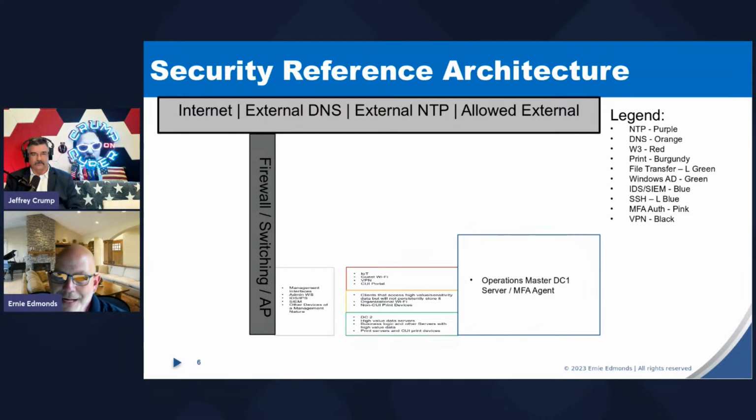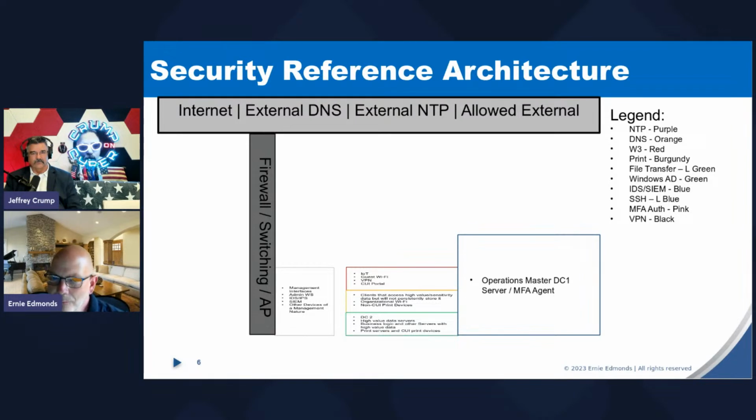So now we've got stuff positioned, but how can it talk? Blue can talk to blue, red can talk to red, yellow can talk to yellow, green to green, white to white, but they can't talk to each other. So what we have to do is create firewall rules. So there's a legend over to the right. NTP is purple, DNS is orange, W3 web traffic is red.